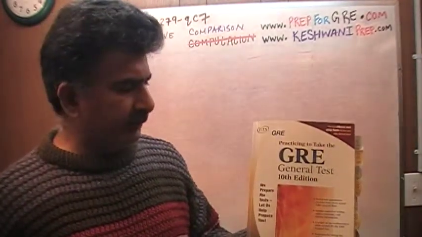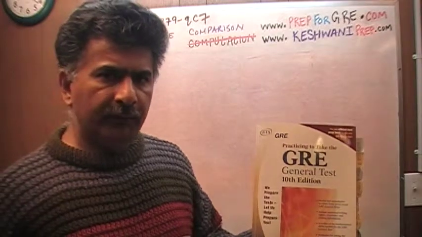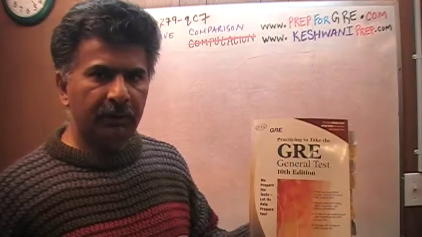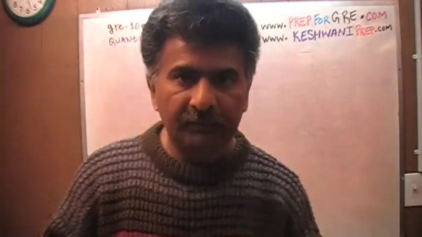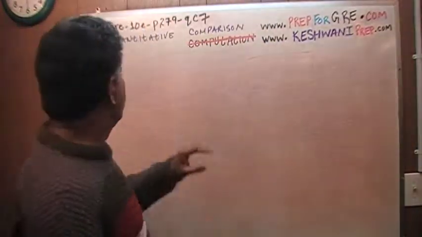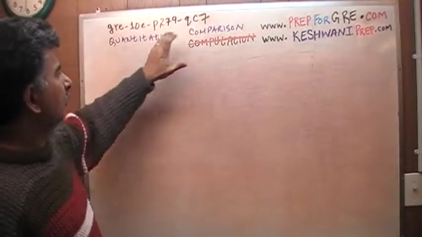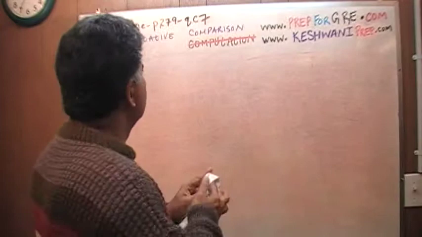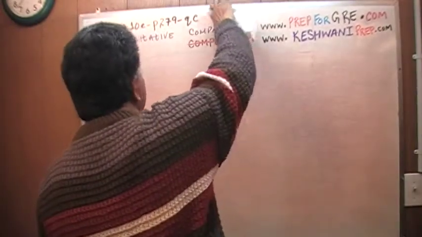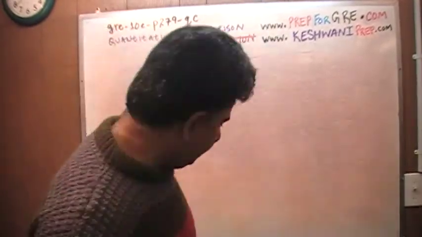I have been solving math problems for GRE out of this book here, practicing to take the GRE general test, the 10th edition. If you do not have this book already, purchase one immediately. The problem that I'm about to solve is the one that you're going to find on page number 279, quantitative comparison question number 8.